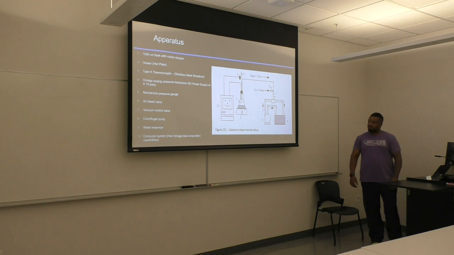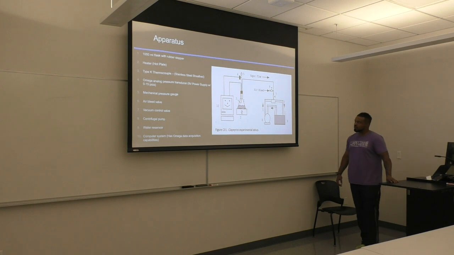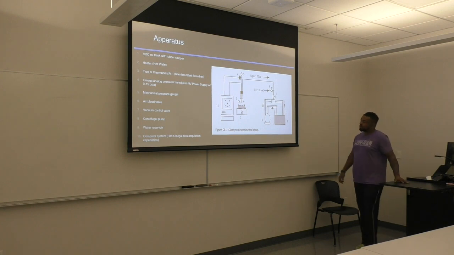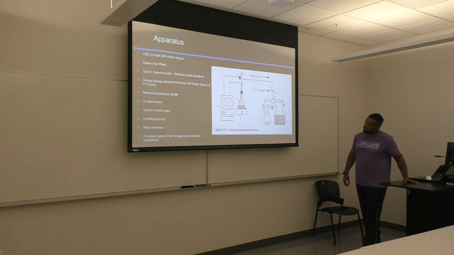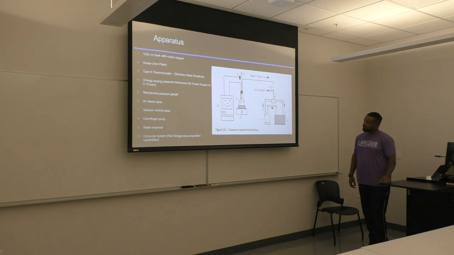So the apparatus: one is going to be your 1,000 milliliter beaker. It has the rubber stopper at the top of it. Two is going to be your hot plate. Three is going to be your thermocouple, which you have to make sure doesn't touch your beaker, and also make sure it's submerged. Four will be your transducer. It has a 9-volt power supply.